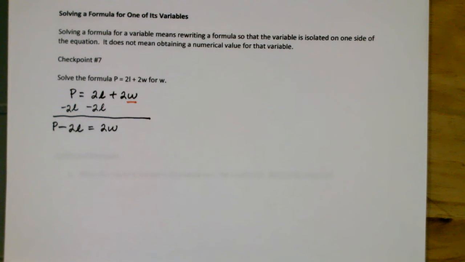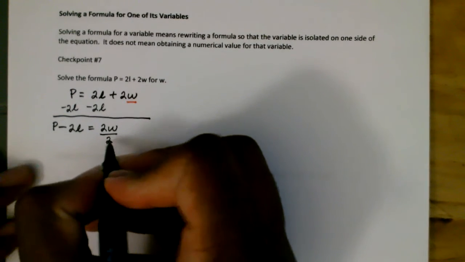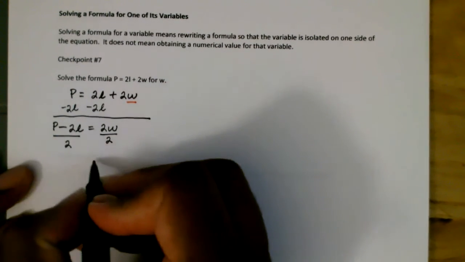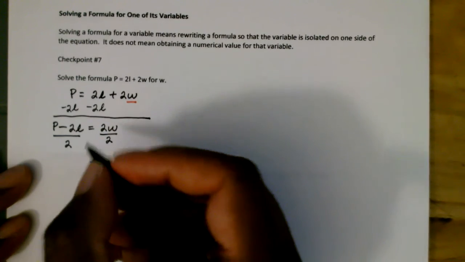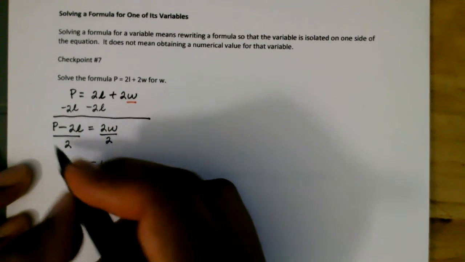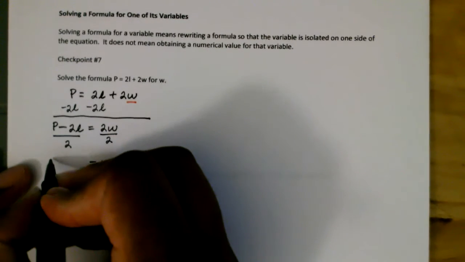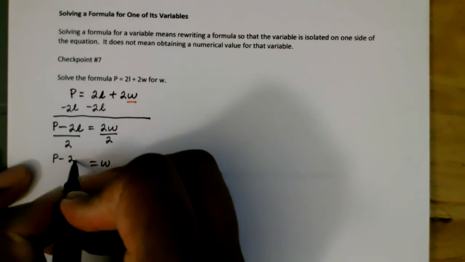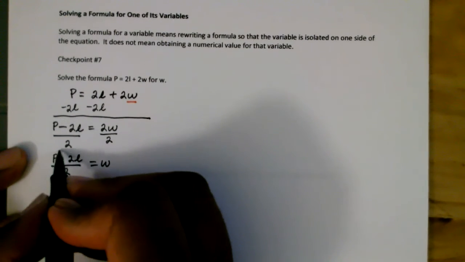And I still need to get W by itself. It's being multiplied by 2, so I need to divide both sides by 2. That would mean W will be by itself, and I'm not going to be able to divide anything, so it's just going to have to remain like this. P minus 2L is equal to W over 2.